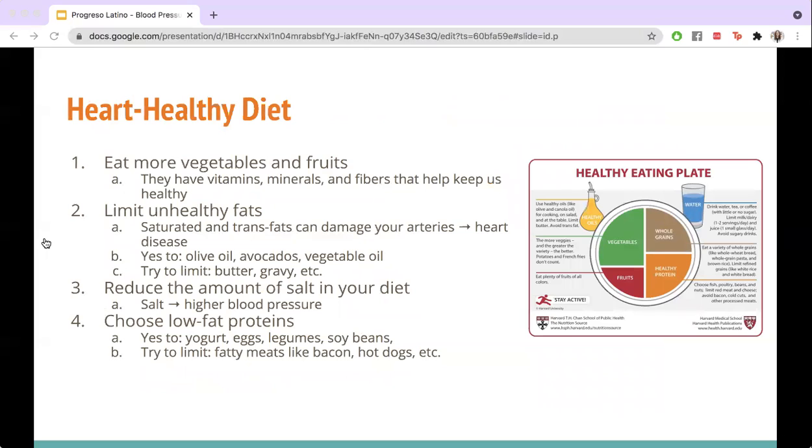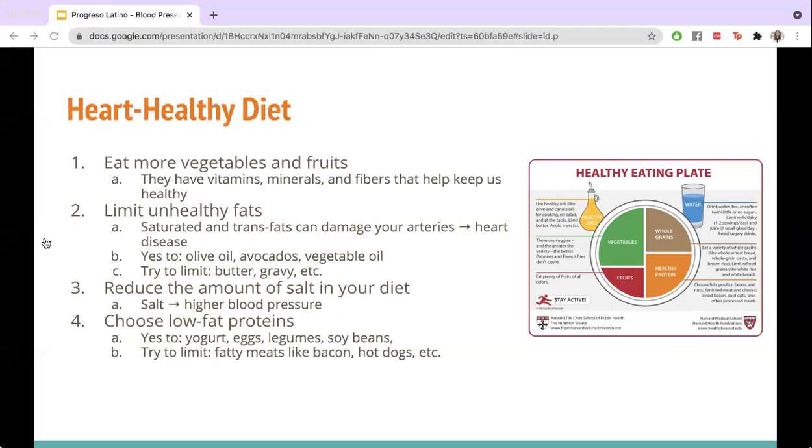And this slide talks about a heart-healthy diet and focuses on certain foods that are really good for your heart and others that may not help your heart. So one is to eat more vegetables and fruits because they have vitamins, minerals, and fibers that help keep us healthy. 2 is to limit unhealthy fats. Saturated and trans fats can damage your arteries and lead to heart disease.